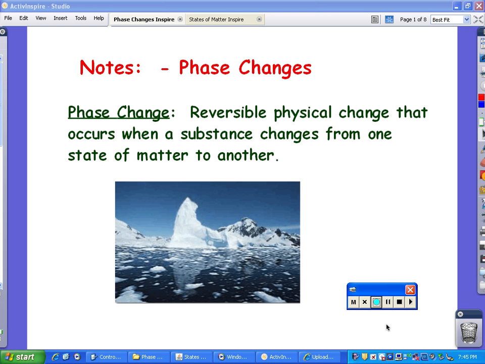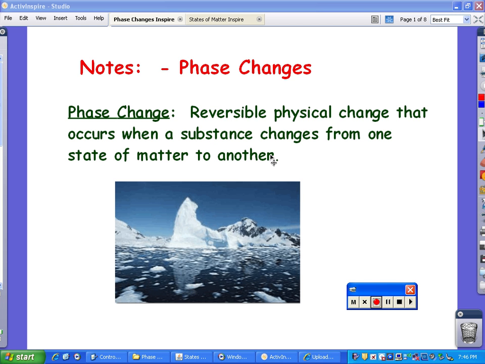So what are phase changes? Phase changes are first and foremost physical changes. That is a very key thing to remember. A physical change is reversible. That is a major thing to remember, because as you'll recall from the classification of matter video, chemical changes are not reversible. When you catch something on fire and it turns into something new, it is no longer reversible. Those are new things forever. But phase changes are reversible physical changes.